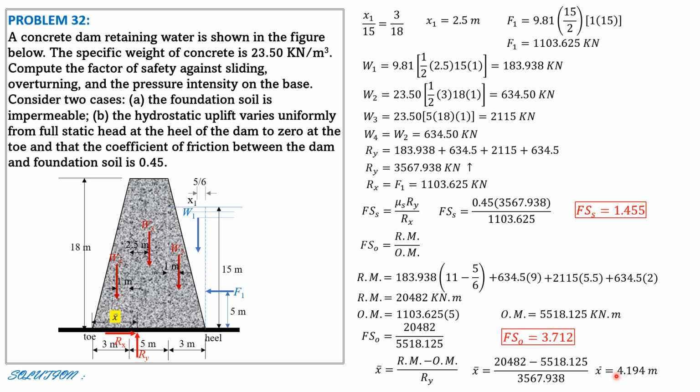And this is compared to b over 3, which is 11 over 3. So b over 3, 11 over 3, is less than x bar, which is 4.194 meters, and 4.194 meters is less than b over 2, which is 11 over 2 or 5.5. So this means that Ry, the reaction at the base, crosses the base within the extremities of the middle third. So this dam is designed in a good manner.